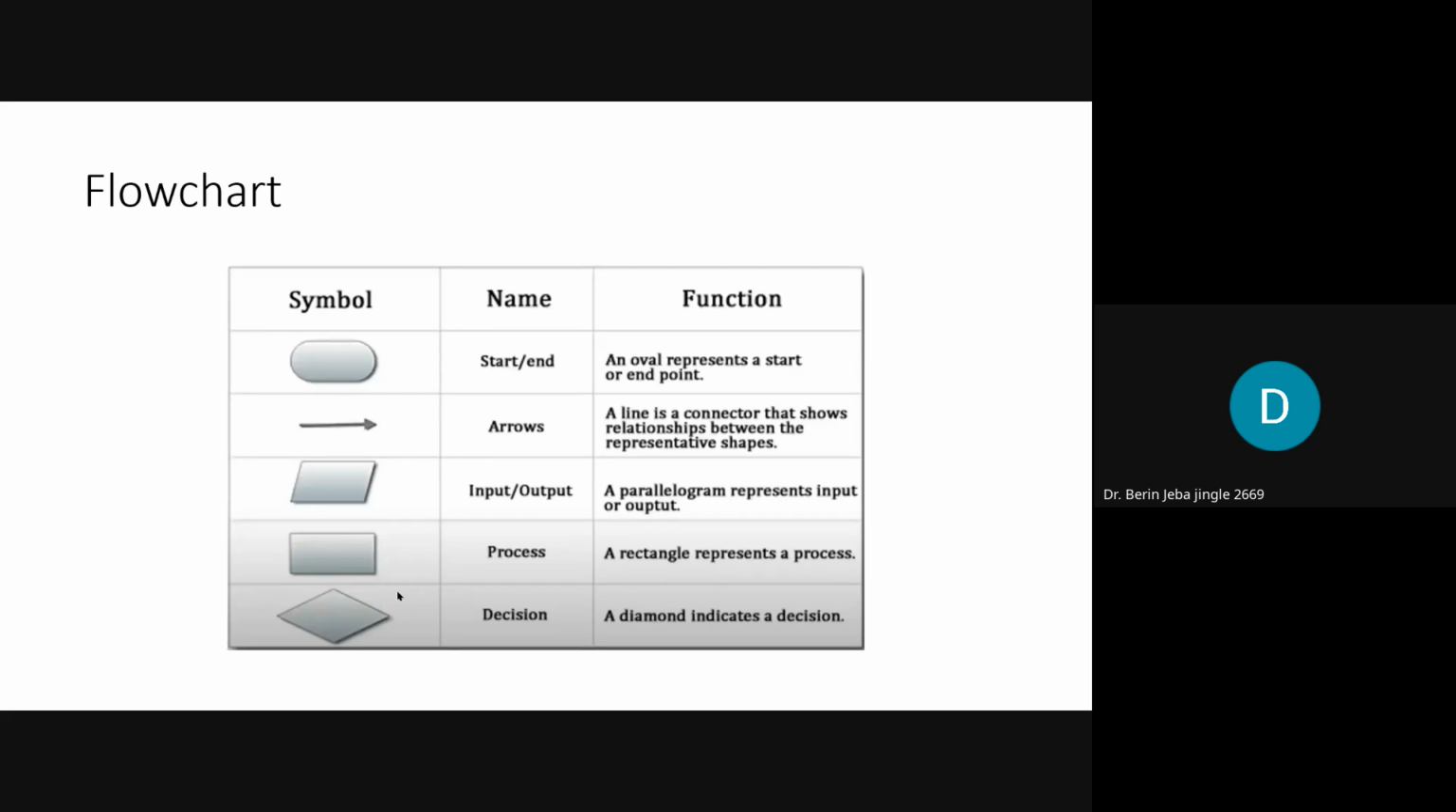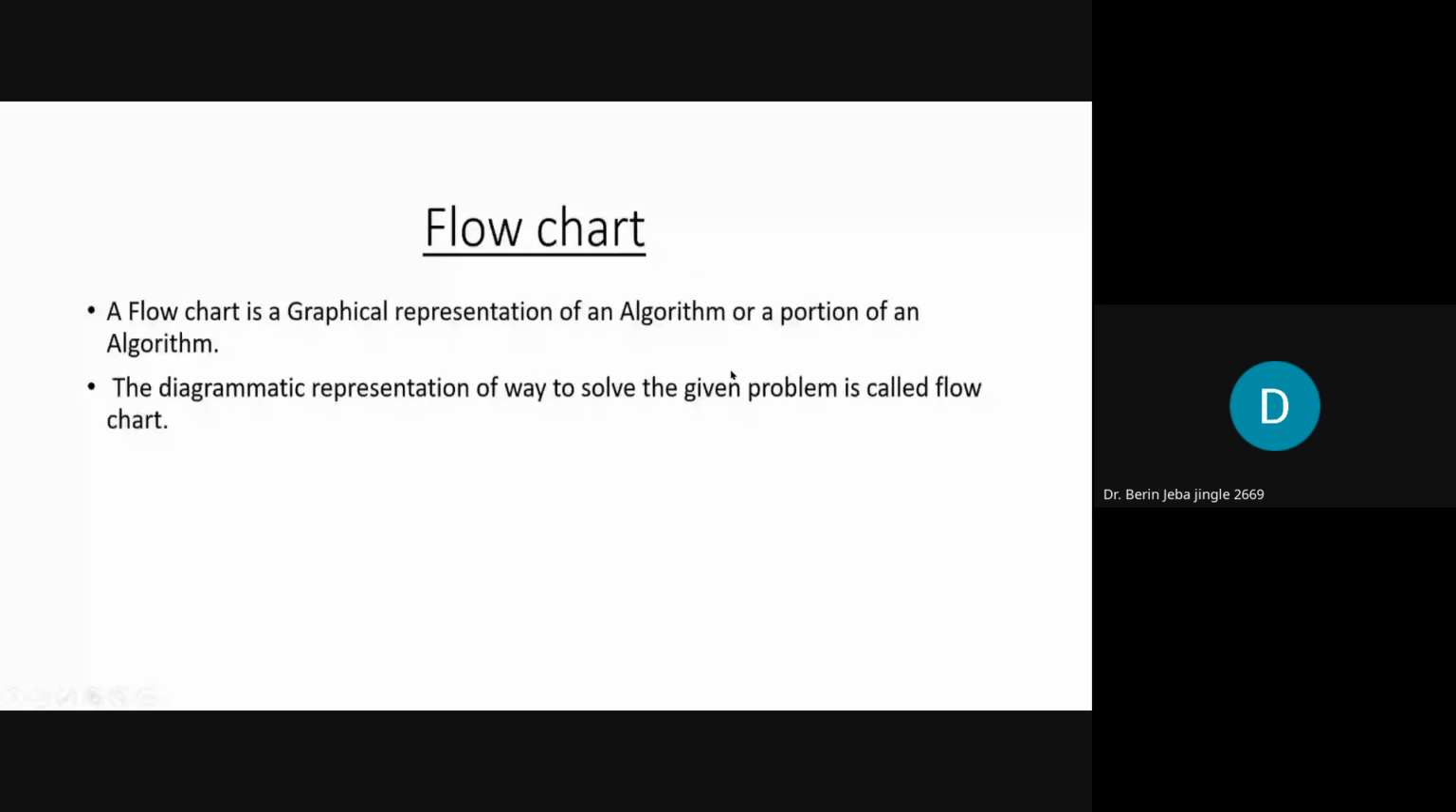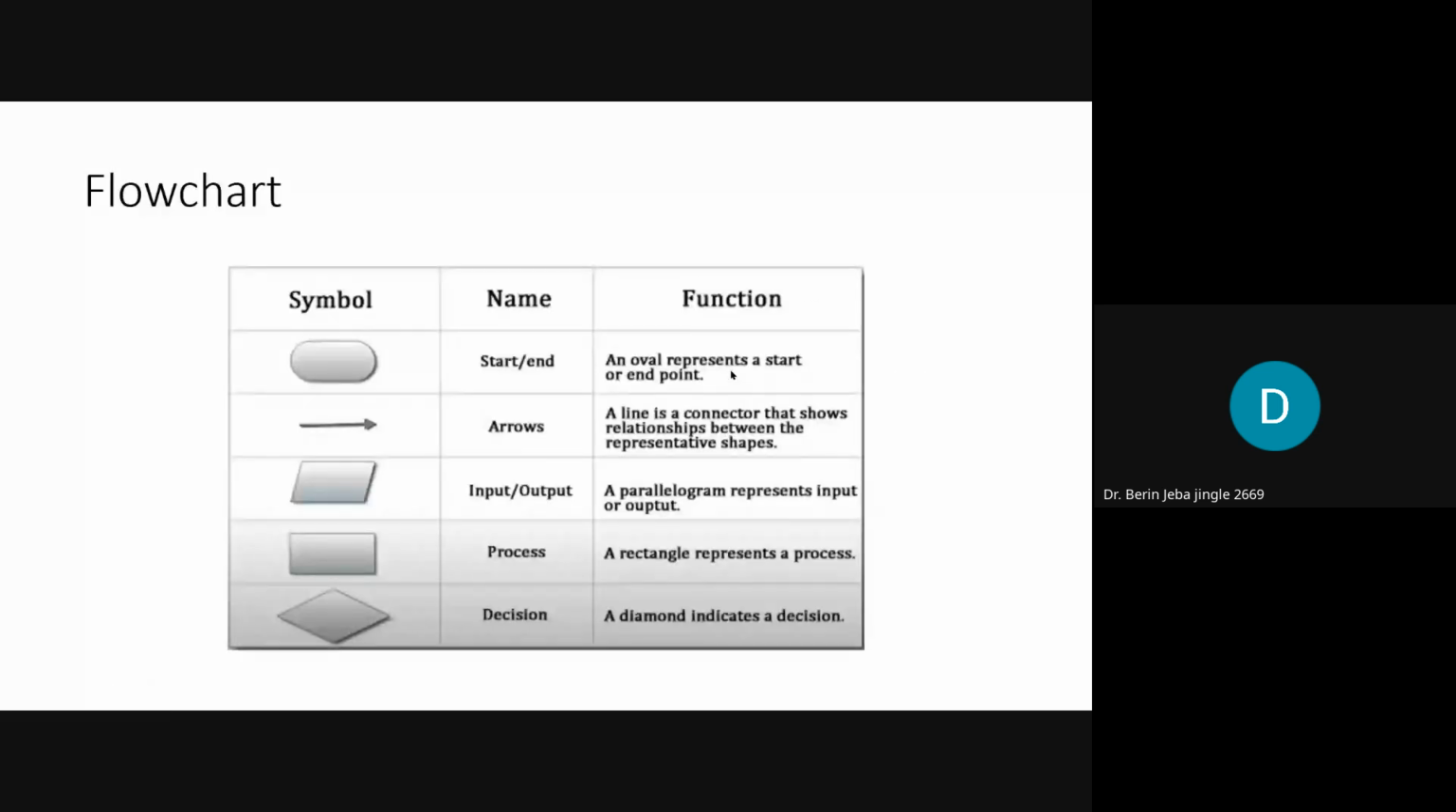Yes or no? Either yes or no. Here, we check whether the given number is positive or negative. So this diamond shape will decide which one is positive and which one is negative. So these are the flowchart steps.